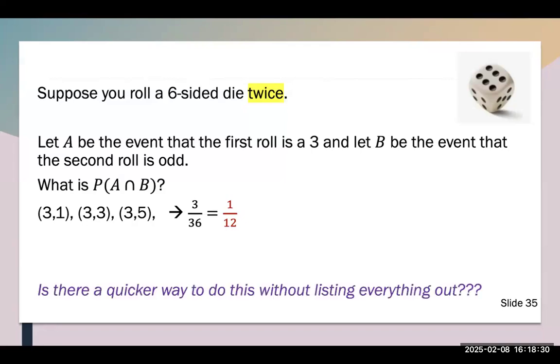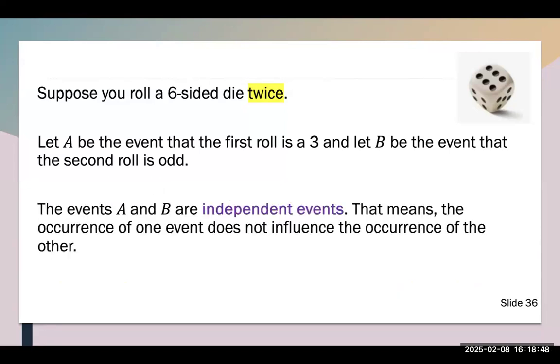Now, is there a quicker way to find all the possibilities without listing everything out? So we've done this where we've listed everything out in the past few examples, but sometimes it's a little tricky, especially if there's a lot of different options to list everything out. Can we get there quicker? And there is a way.